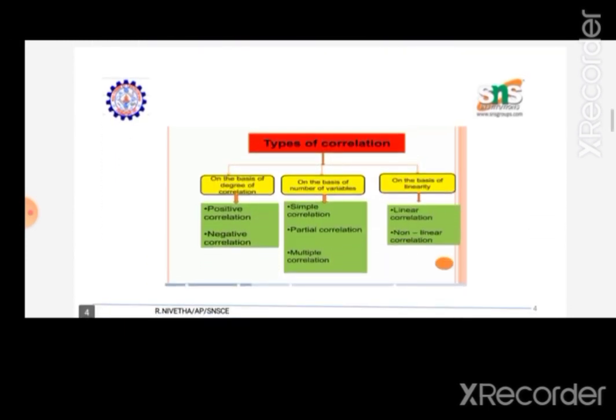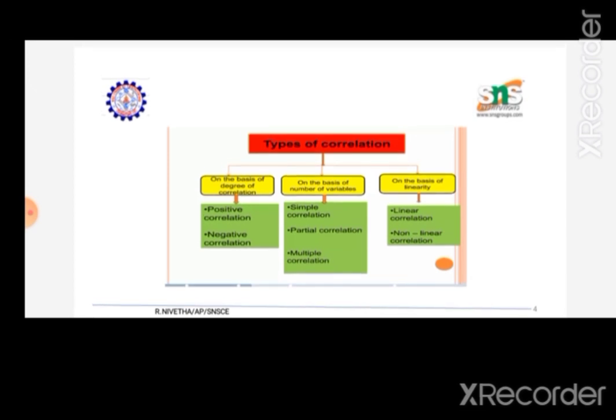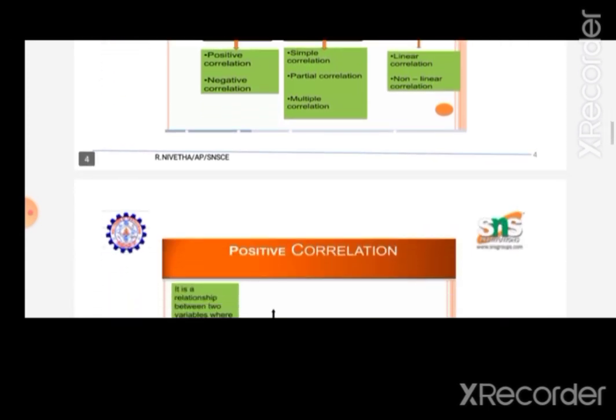Next one, types of correlation. It is based on three criteria. One is based on degree of correlation, second, number of variables, third, basis of linearity. First, on the basis of degree of correlation, there is positive correlation and negative correlation. Second, on the basis of number of variables, there is simple correlation, partial correlation and multiple correlation. Third, on the basis of linearity, one is linear correlation, another is non-linear correlation.